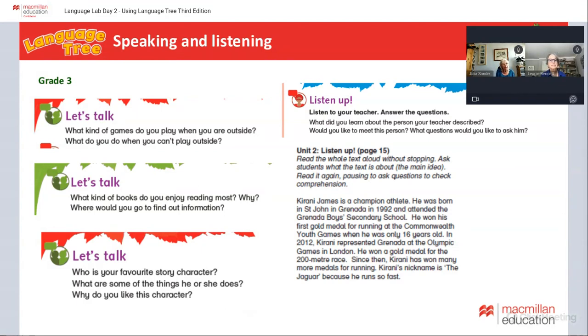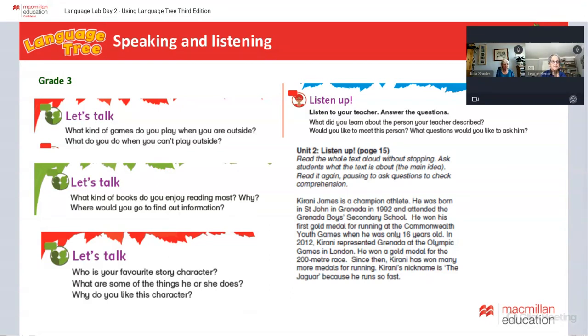So I've got some Let's Talk from grade 3 to give examples. What kind of games do you play when you're outside? What do you do when you can't play outside? So this is leading into a text about leisure time activities. The next one down, what kind of books do you enjoy reading most? Why? Where would you go to find out information? So I think this leads into a reading comprehension about using the library.